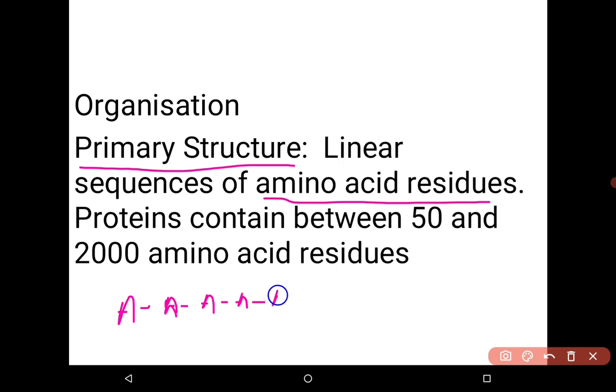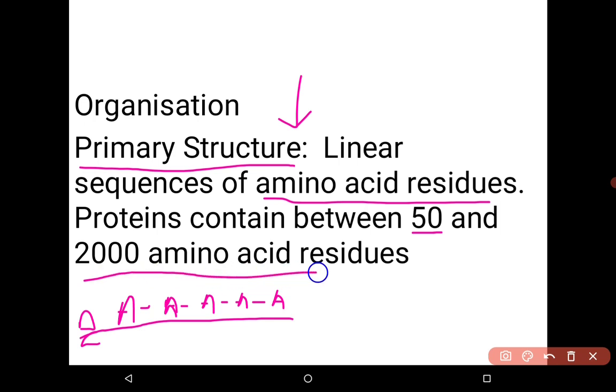Okay, like this. So a linear sequence meaning a straight line. So when the ribosomes produce this straight line chain of amino acids, it is called the primary structure. And for it to qualify as a primary structure, it needs to contain at least between 50 and 2,000 amino acid residues.